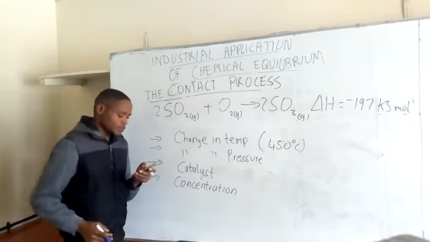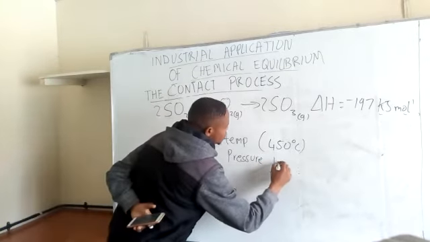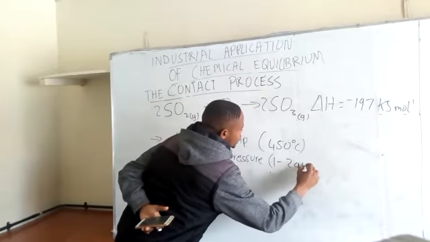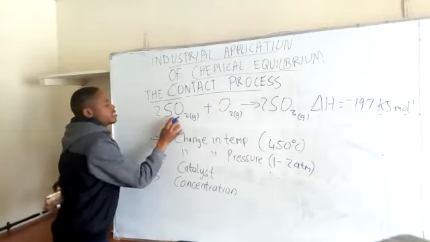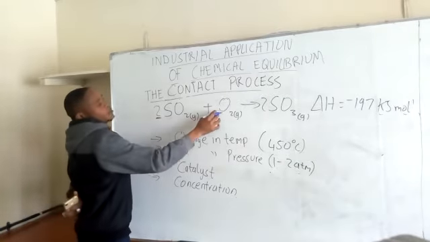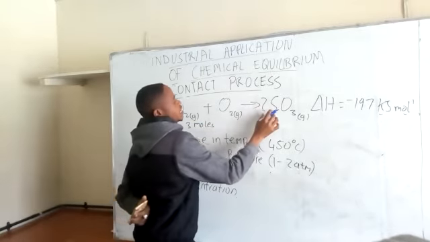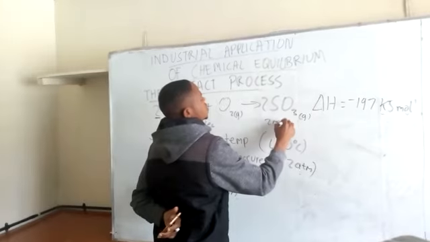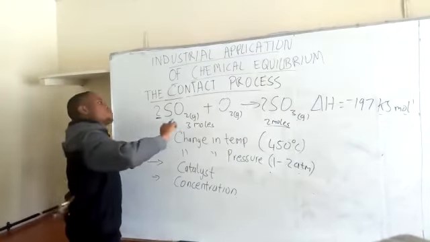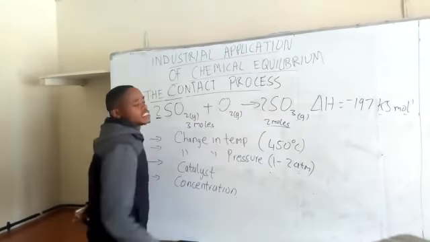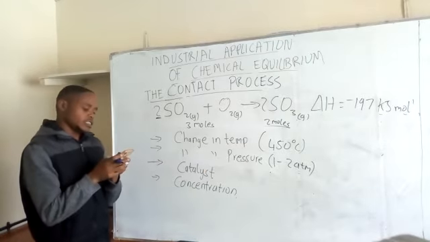Then pressure. In this one, the pressure used is between 1 to 2 atmospheres. Let's look at how many moles we have on the reactant side. Here we have 2 and here we have 1, so that's 3 moles. And on the product side we have 2 moles. So increasing pressure will therefore favor the production of our sulfur trioxide.